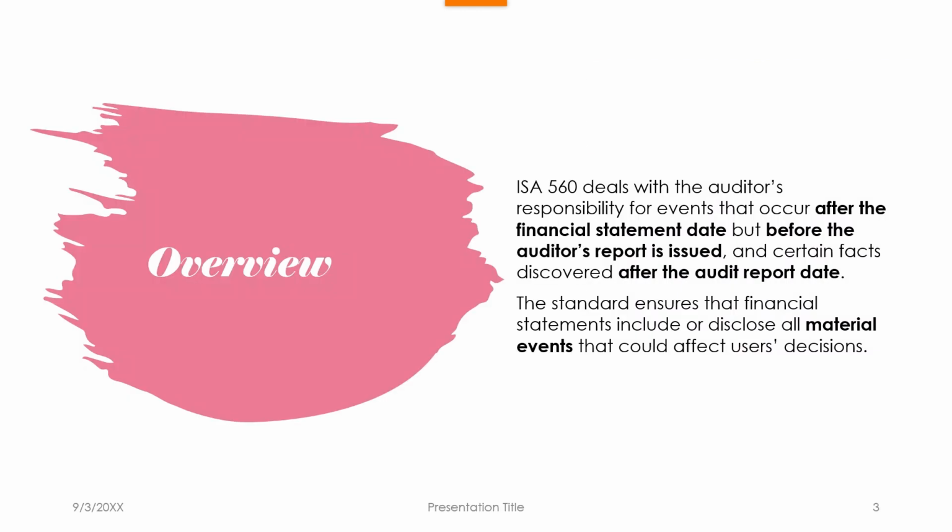ISA 560. What is the main focus of ISA 560? ISA 560 focuses on events that occur after the financial statement date but before the auditor's report is issued, as well as certain facts discovered after the audit report date. The key purpose of the standard is to ensure that all the material events that could influence the users' decisions are either addressed or disclosed appropriately in the financial statements.